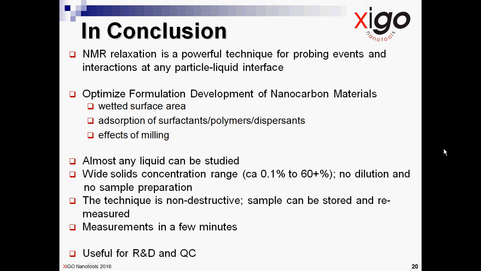In conclusion, I hope that in this brief time allotted to me I've persuaded you that NMR relaxation is a new and very powerful tool that can be used to study and optimize formulations of nanocarbon materials by providing information that cannot readily be obtained with other characterization techniques. A major advantage is to be able to make measurements using industrially relevant concentrations. Further, the technique is non-destructive, so samples can be stored and measured at any future time, permitting later reanalysis of reference samples. Long-term aging studies can be undertaken quite trivially.